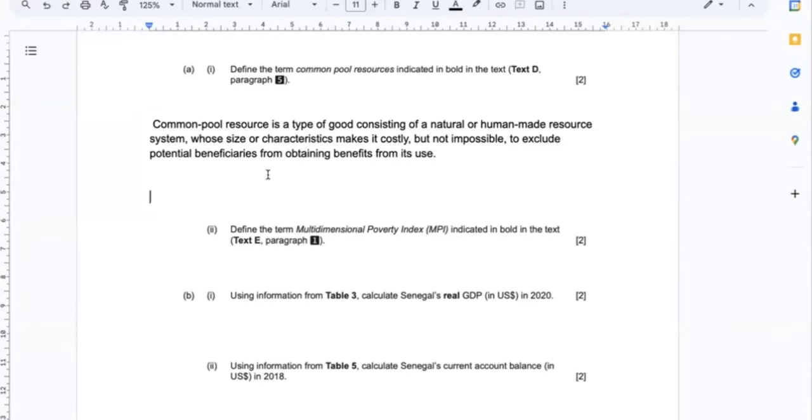Common pool resource is a type of good consisting of a natural or human-made resource system whose size or characteristics makes it costly, but not impossible to exclude potential beneficiaries from obtaining benefits from its use.